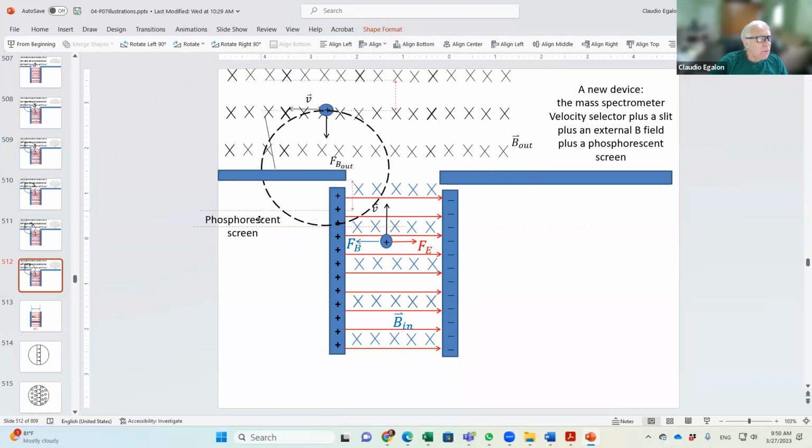I'm going to put it right here, that's better. Okay. And when the particle collides with this phosphorescent screen, you see a little bit of a flash, similar to that of the Northern Lights. And then you do have a ruler here that can measure the distance of impact, and the scientists can measure the radius of curvature of the path of this particle. Okay, so let's write it down.